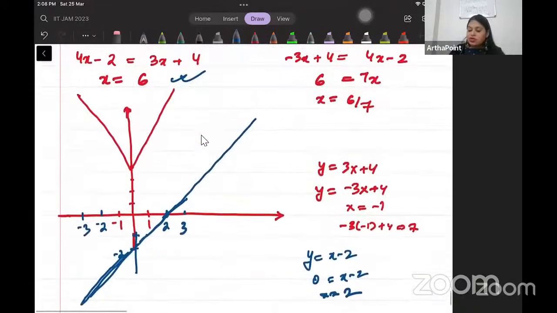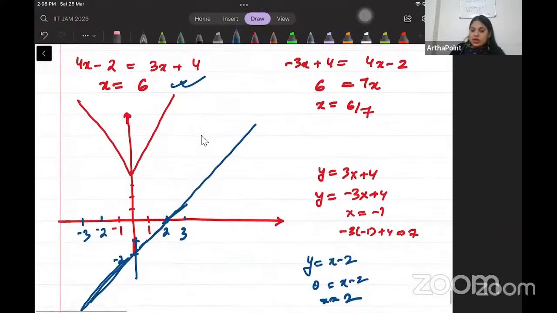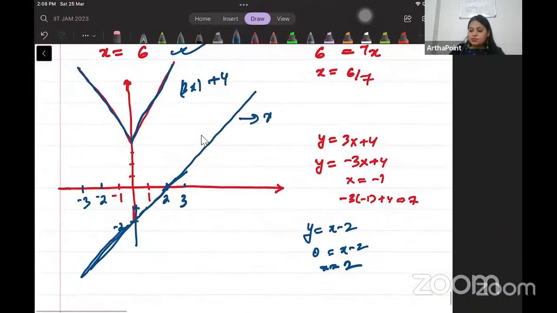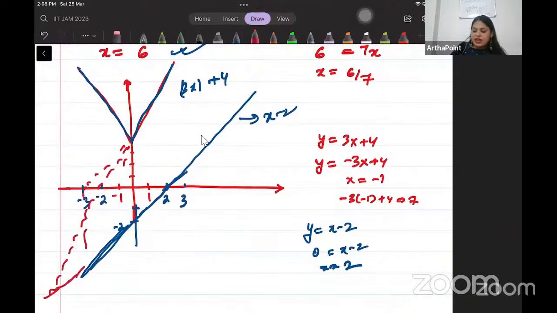So if I were to show this, it's something like this. This is my 3x plus 4 graph. This is my line. Let's say this line is x minus 2. If I were to extend this, somewhere here, something like this, they would have intersected at x equal to -3. These two curves would have met, something like this. They would have met at x equal to -3.